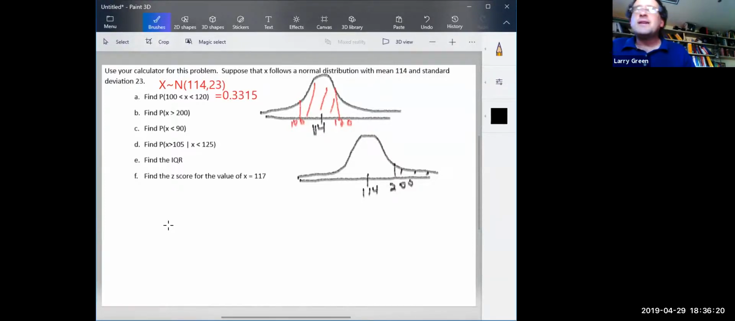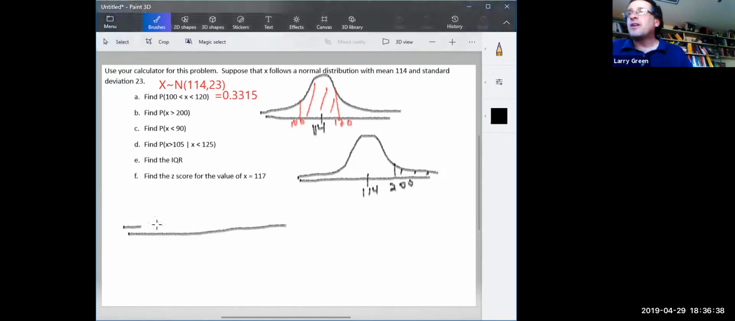Is D different than A? Yes. Yeah. D is a chapter 3 problem. But let me do IQR first. Right, IQR is the interquartile range, so it's 25% to 75%.